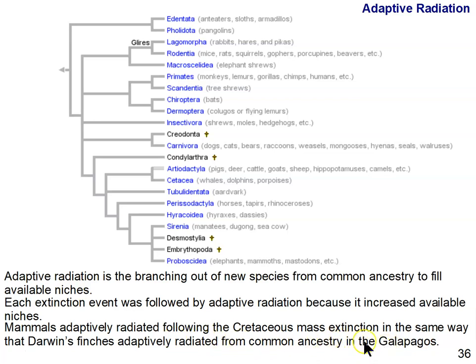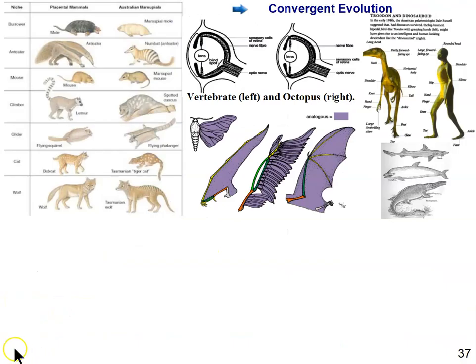And so that's what he realized. That's what he observed. That's what he saw. He knew that same thing applied to species on different continents. And we see here that the same thing applies to the species following mass extinction events. Adaptive radiation can also be referred to as divergent evolution or divergence. The species are diverging from common ancestry.